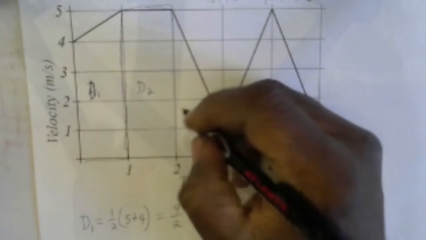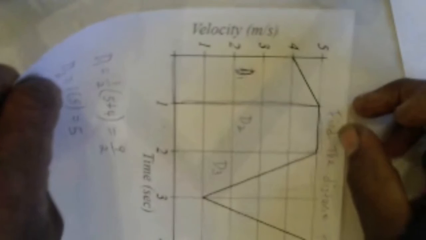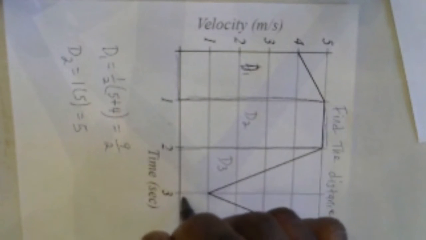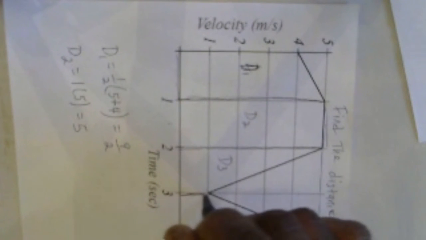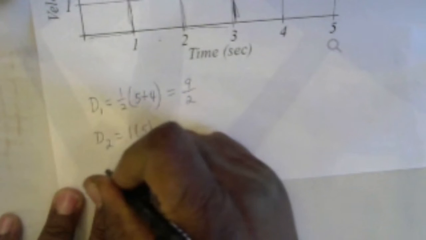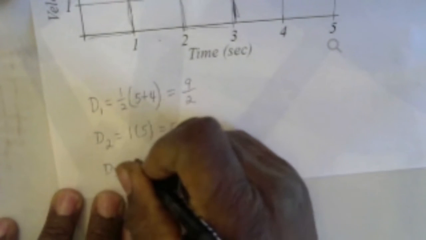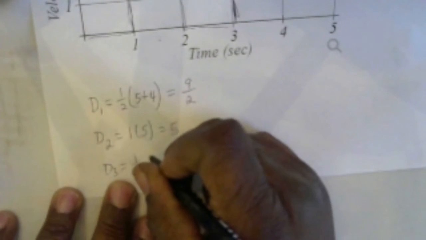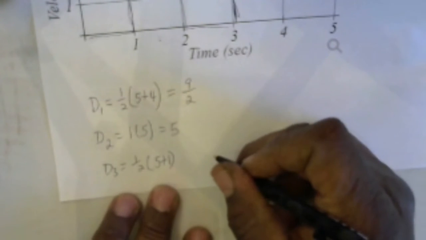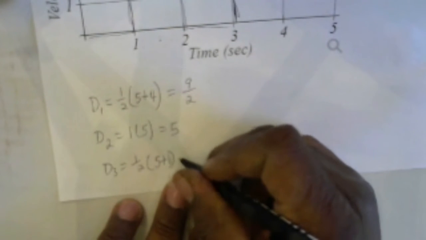For my third distance, if I turn this on its side, notice that this is a trapezoid. I have 2 parallel sides. So my big base is 5. My little base is 1. And the height is still 1. So for that third distance it's 1/2 times 5 plus 1 times the height, which is 1. So that's going to give us 3.